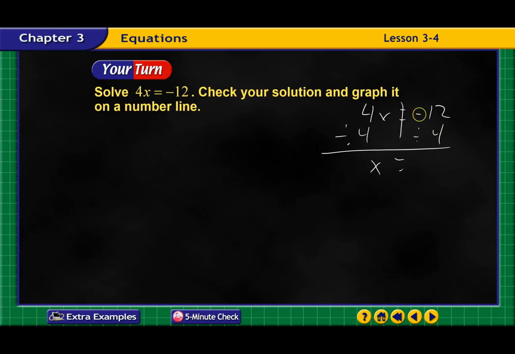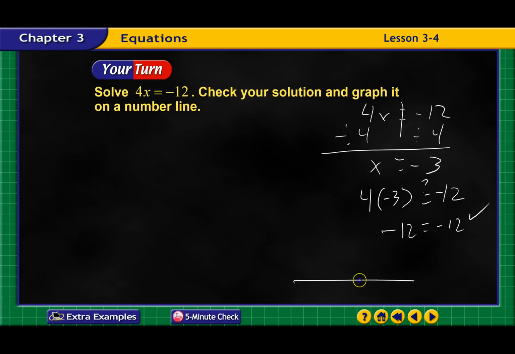This is opposite, so negative divided by positive, so it's going to come out to -3. Put that back in. 4 times -3. Does that equal 12? Sorry, -12. -12 equals -12. Check. Number line. Ta-da!